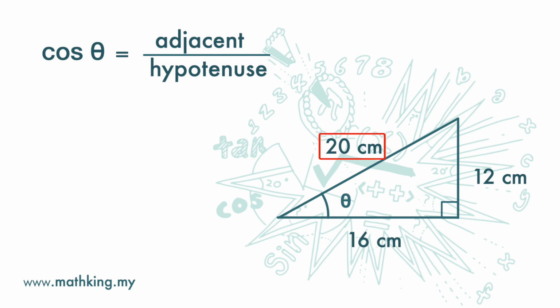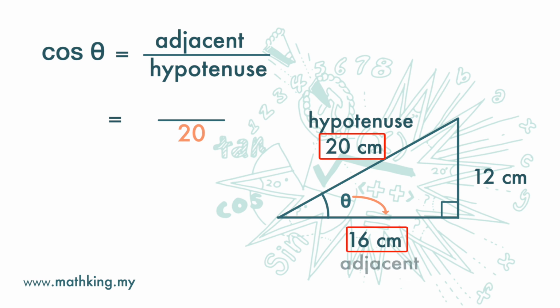Now the 20 cm here is hypotenuse. It is opposite the 90 degrees angle. The adjacent side of the angle is 16 cm. So cos theta is 16 over 20. We simplify it and we get 4 over 5, or 0.8.